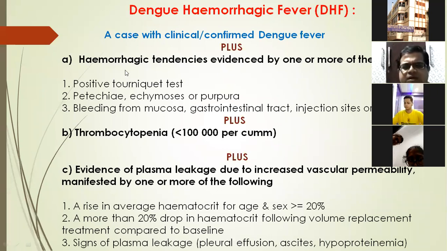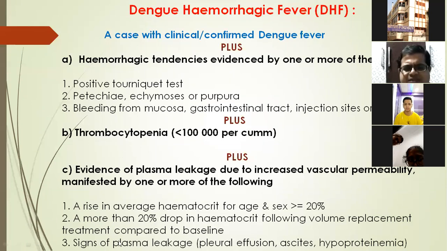So what is there? Hemorrhagic tendencies evidenced by one or more of the following: a positive tourniquet test, petechiae, ecchymosis or purpura, bleeding from mucosa, GI tract, injection sites or other sites, plus thrombocytopenia with a platelet count less than 1 lakh, plus evidence of plasma leakage due to increased vascular permeability manifested by one or more of the following: a rise in average hematocrit value for age and sex of more than 20%, or a more than 20% drop in hematocrit following volume replacement treatment compared to the baseline.